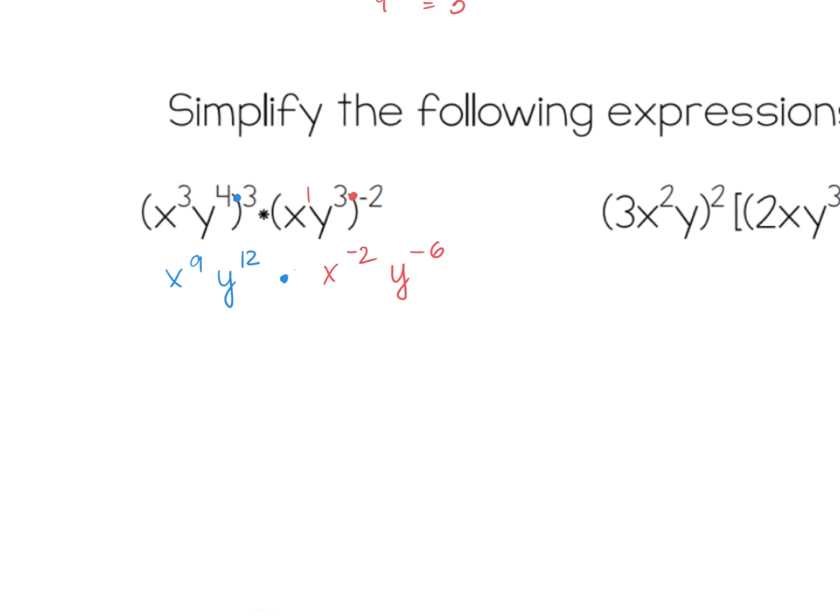All right, last will be multiply the exponent. Okay, so to multiply the exponent, you add them up. So x to the 9 times x to negative 2 will be x to the 7. Y to the 12 multiplied with y to negative 6 will be y to the 6, because 12 minus 6 will be 6.